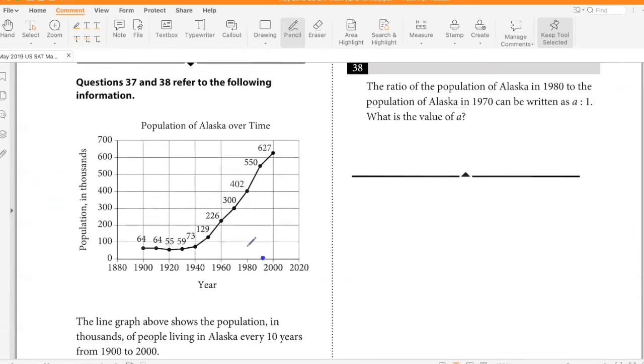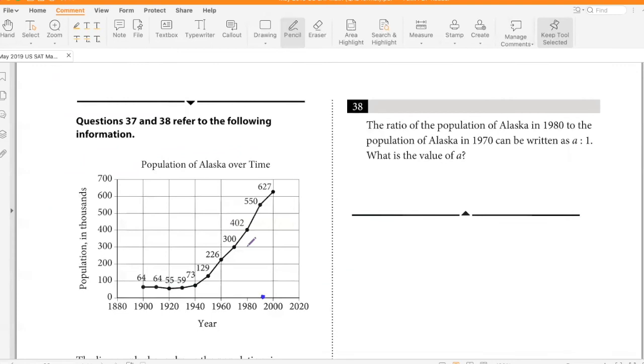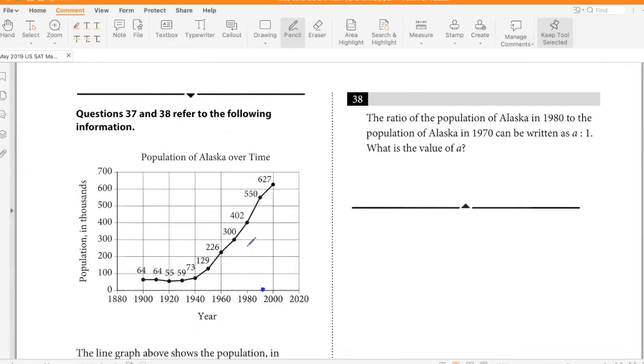Okay. The ratio of the population of Alaska in 1980 to the population in 1970 can be written as A to 1. What is the value of A? So 1980 was 402 and 1970 was 300. So that would be 4.02 by 3. 3 ones are 3, 3 threes are 9, 3 fours are 12. So 1.34.